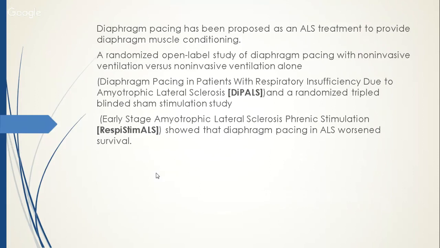Given that the idea of non-invasive ventilation was helpful, some people thought, let's try diaphragm pacing. They did 2 studies, one of which was a sham study, on diaphragm pacing in patients with respiratory insufficiency due to ALS. In early-stage amyotrophic lateral sclerosis, chronic stimulation actually showed worse survivability, so it was just useless.